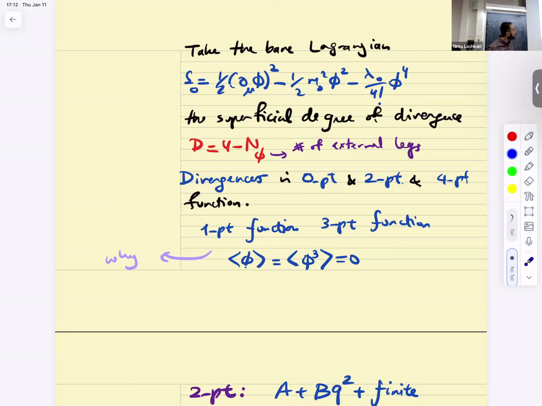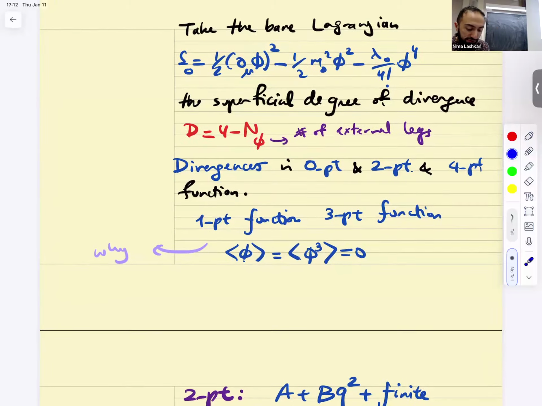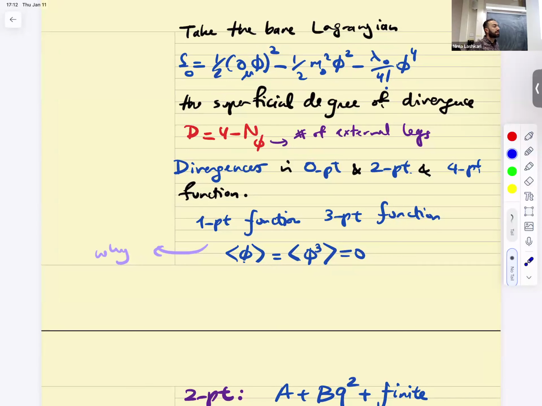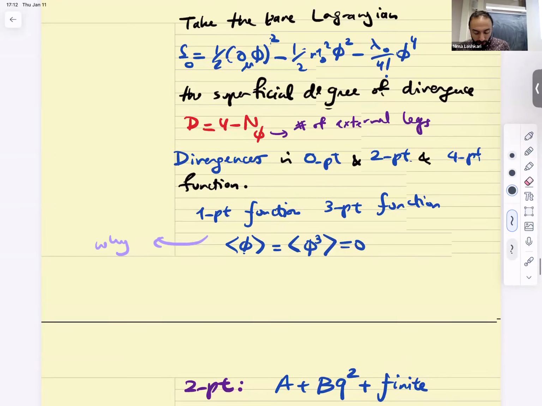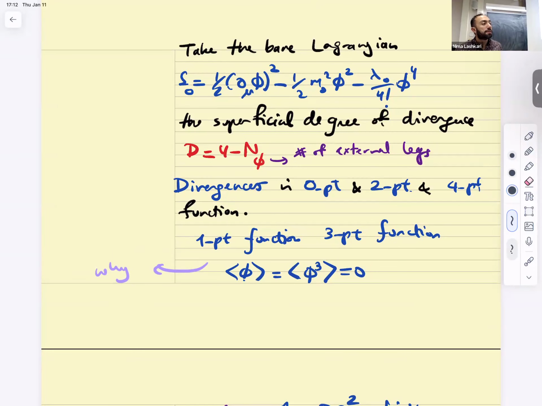What symmetry can you identify in this Lagrangian? Any thoughts? Okay, it's a Z2 symmetry. What is it? Yeah. So that's the symmetry that forbids odd point functions. That forbids all odd point functions, right? Correct.